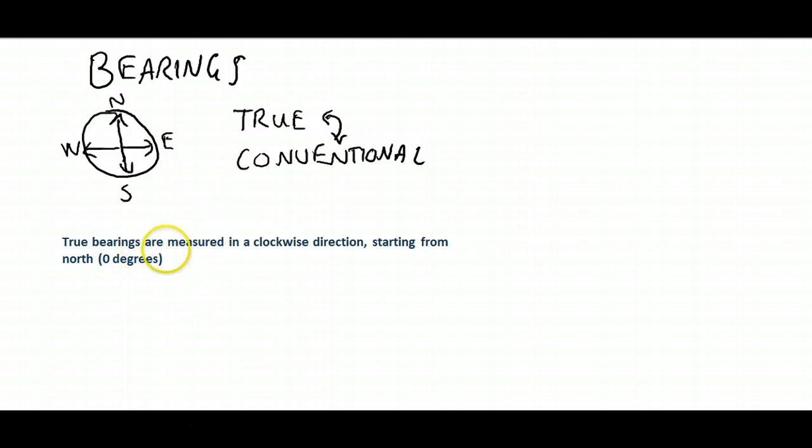True bearings are measured in a clockwise direction starting from north. Whenever you're working out bearings, it's always good to draw a bit of a compass, and obviously north will be at the top. A true bearing will start from north, so start from this line here, and it will go around however many degrees the bearing is until it hits that point where it stops.